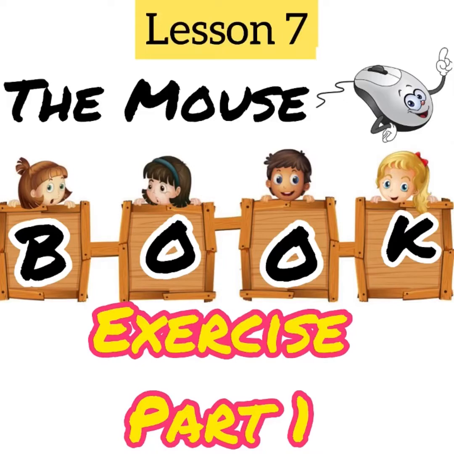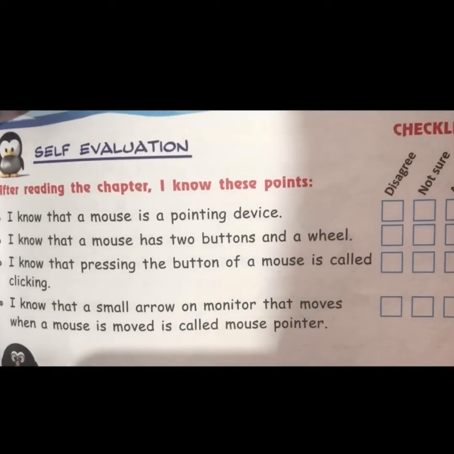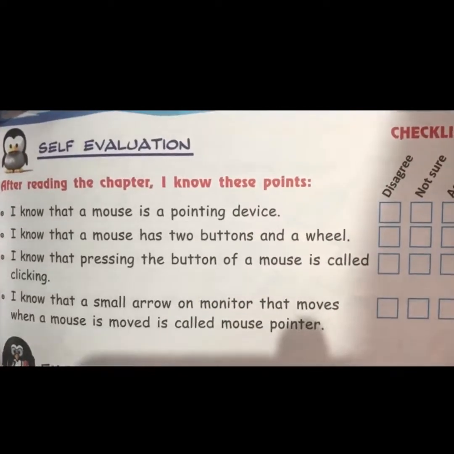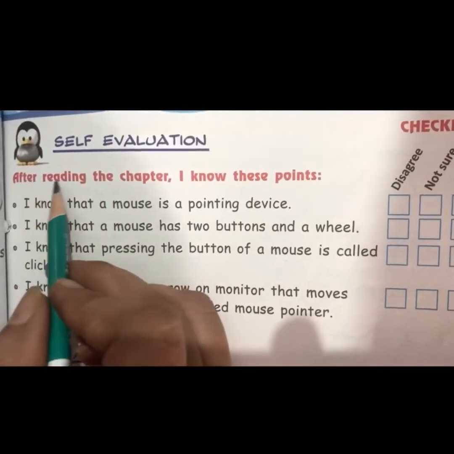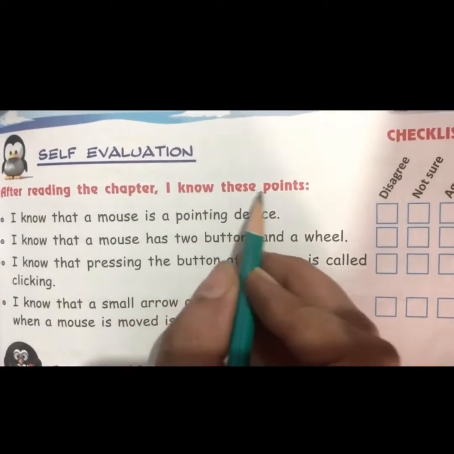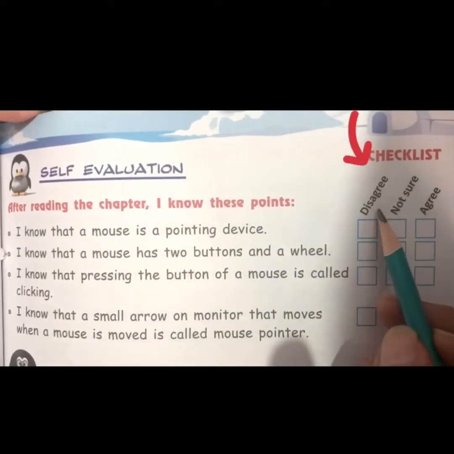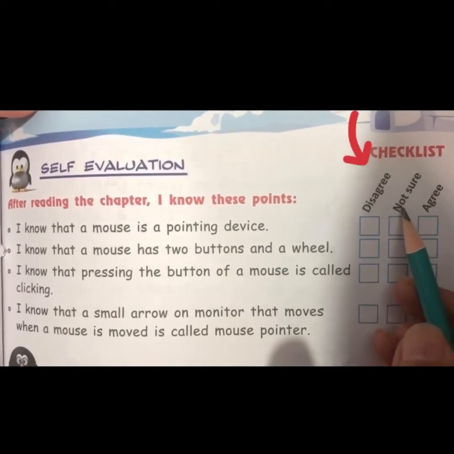Now we will do the book exercise of lesson 7, The Mouse. Let's start with the self-evaluation first. After reading the chapter, I know these points. Here is the checklist: Disagree, not sure, and agree.